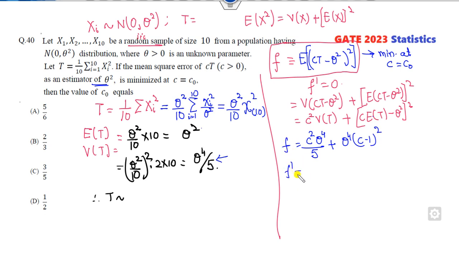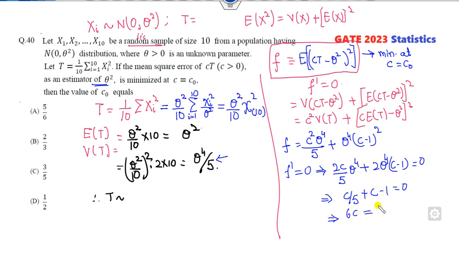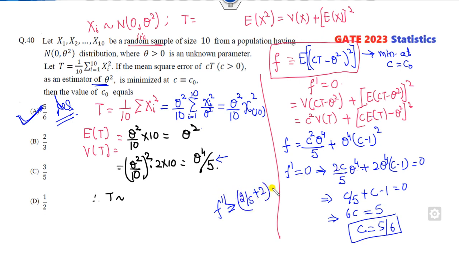So for the minimum we take the first derivative as 0. So 2c over 5 plus 2c minus 1 is 0. So 2 will be cancelled, theta 4 will be cancelled, and 6c over 5 minus 1 is 0. So c is 5 over 6, the right answer. You can also check that the second derivative must be greater than 0. This is the first derivative, so the second derivative will be 2 over 5 plus 2, and you can see this number is always greater than 0. So that's a simple way you can solve this question.